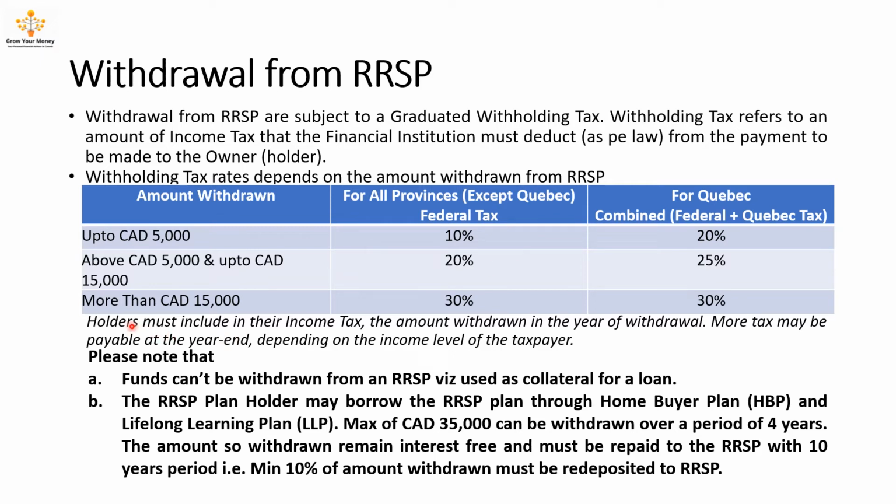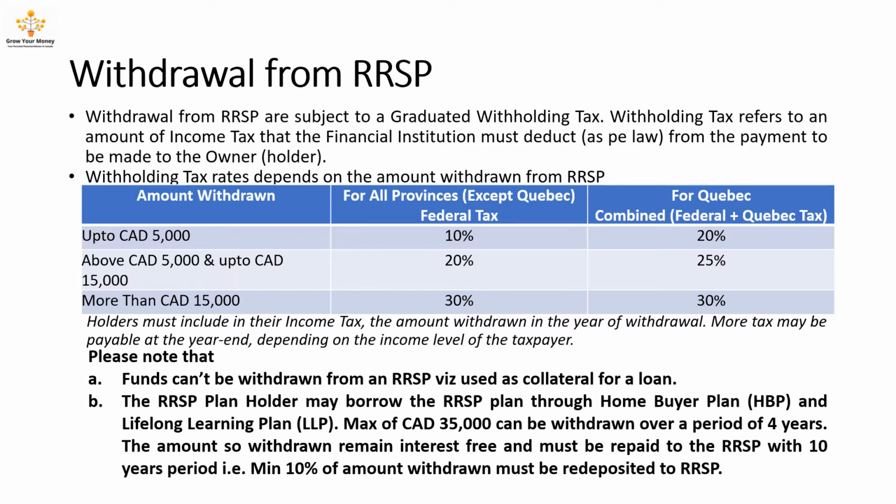And if the withdrawal amount exceeds $15,000, then federal tax will be 30% plus the applicable provincial tax of the province in which you live. And for Quebec, the combined tax for withdrawing more than $15,000 from an RRSP would be 30%. Holders must include in their income tax the amount withdrawn in the year of withdrawal. More tax may be payable at year end depending on the income level of the taxpayer.